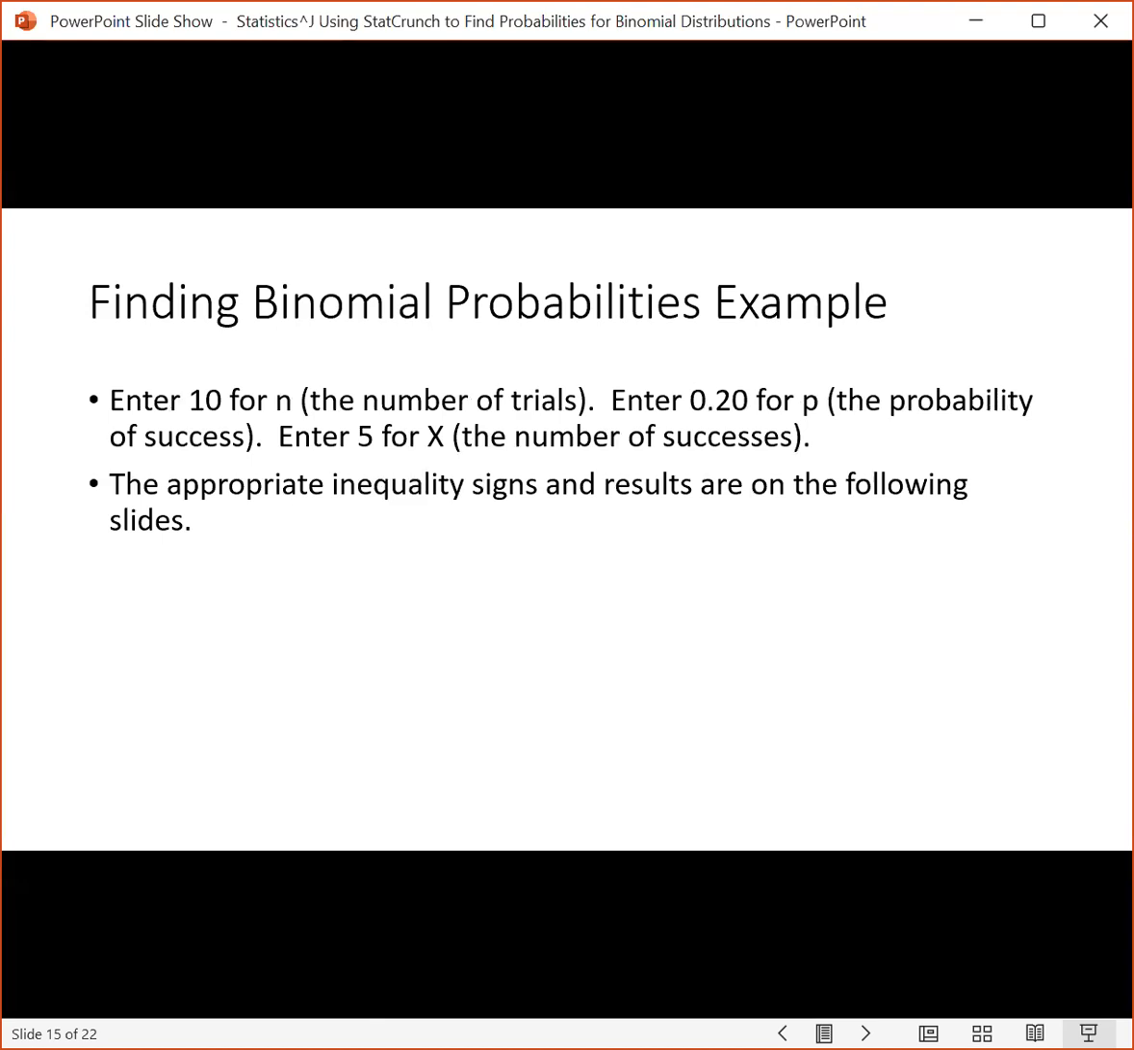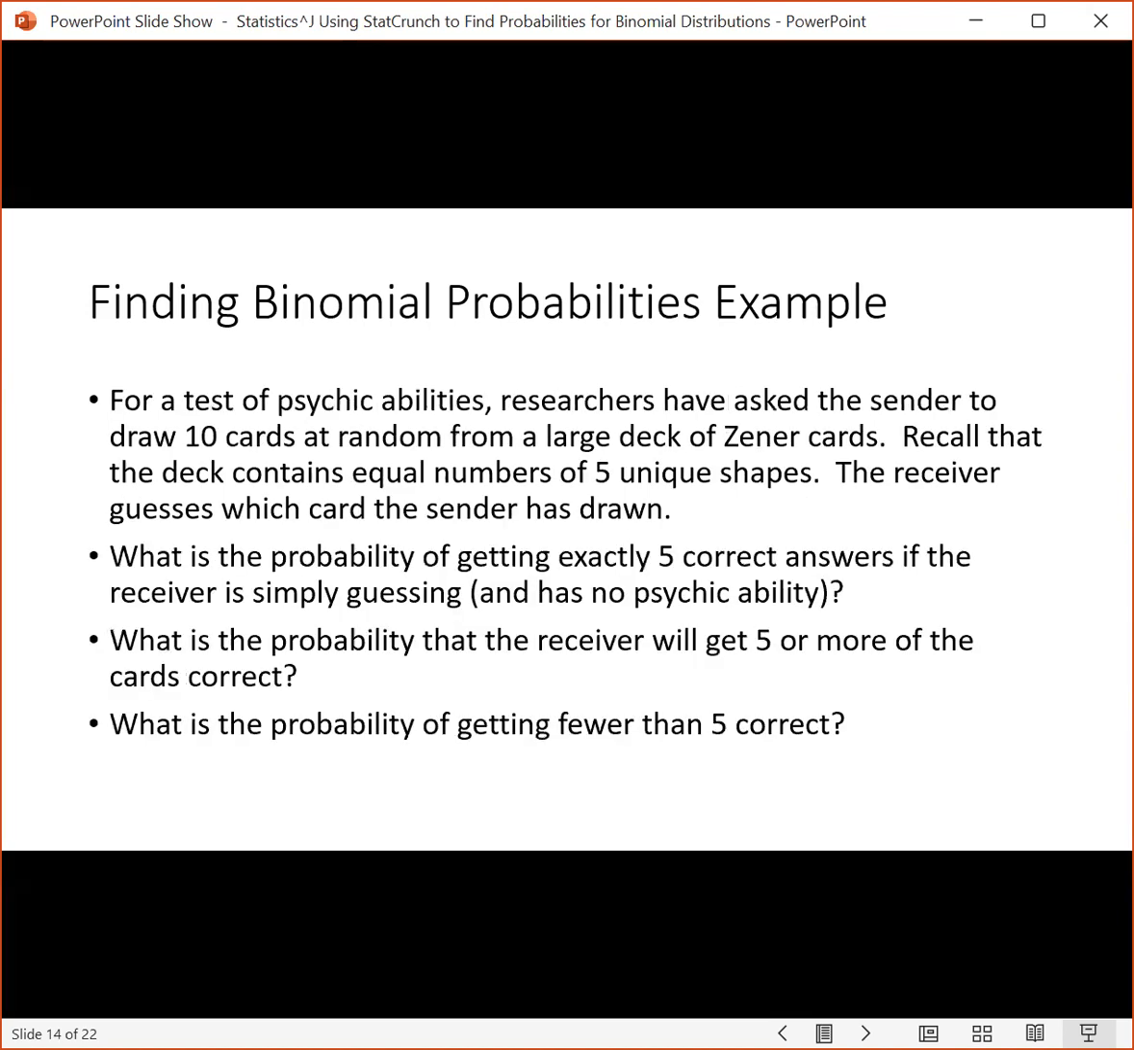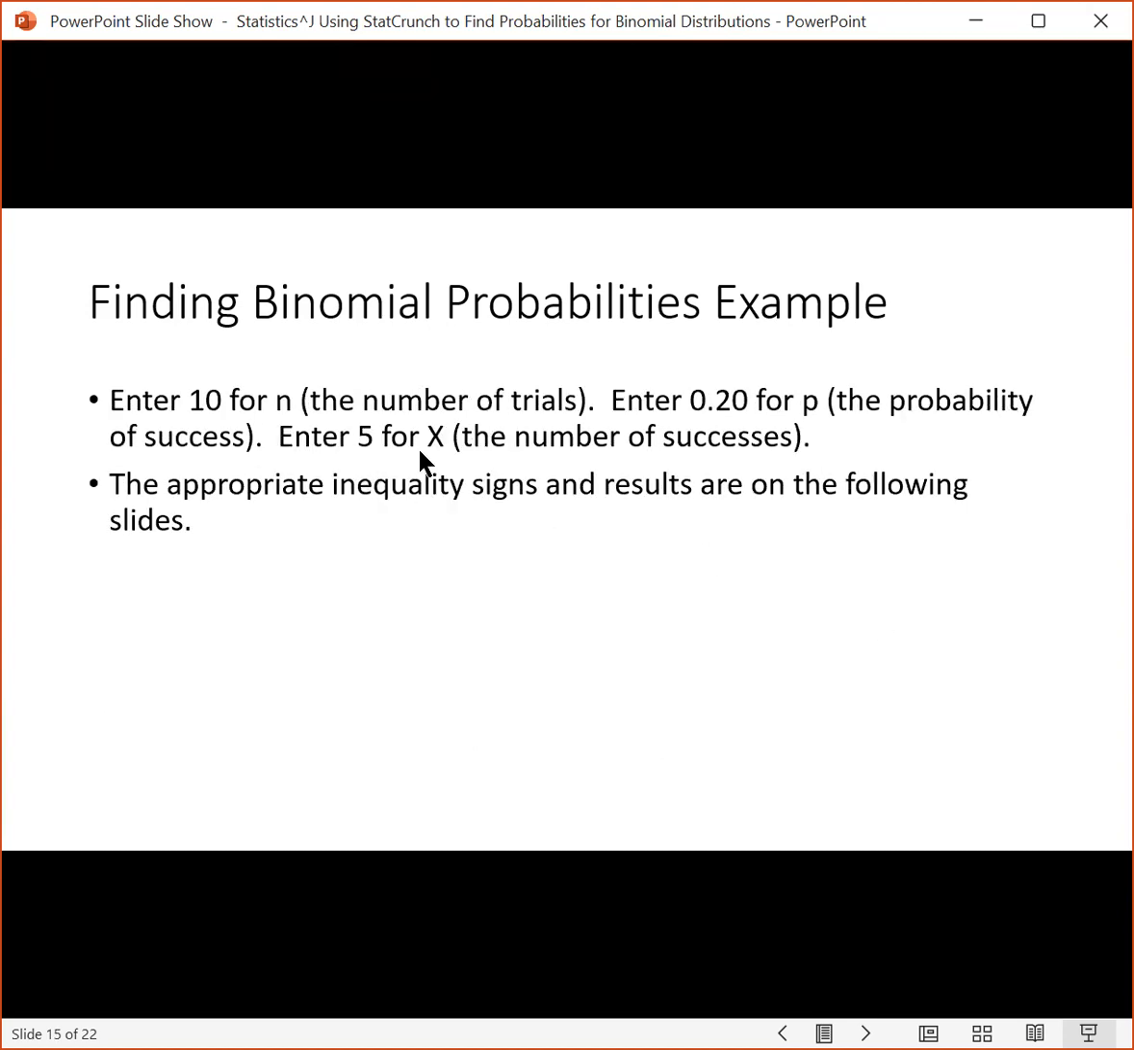Since there's 5 cards and you're guessing at random, there's a 20% chance that you're going to be correct on each guess. And then we want to know, all of these are relative to 5, right? So 5 exactly, 5 or more, fewer than 5. So we want to enter 5 for X. And then we'll go through each of the different cases that answers each of those problems on the following pages.